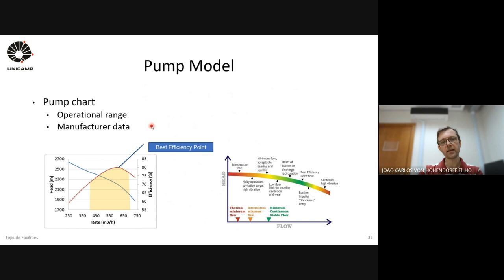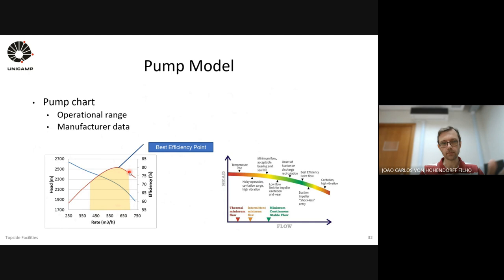But what is important for us in terms of pumps? Generally, the manufacturers give us a pump chart, okay, that correlates the rate of the fluid, the head that this pump can give us, and the features of this pump. And what I can draw your attention to is the best efficiency point. That's the best point to operate this pump. But how can this kind of equipment be operated at different rates, depending on how the water injection needs? We can operate at different rates. The first idea is that the efficiency changes.